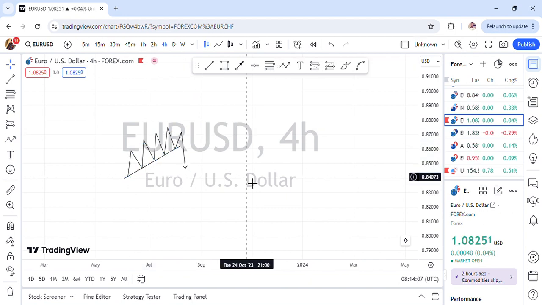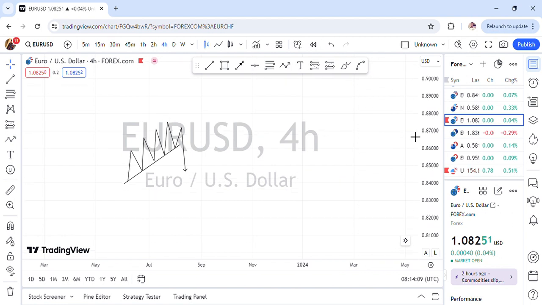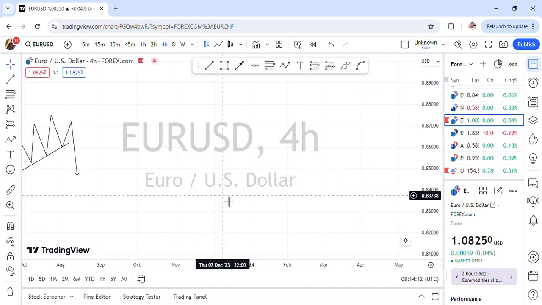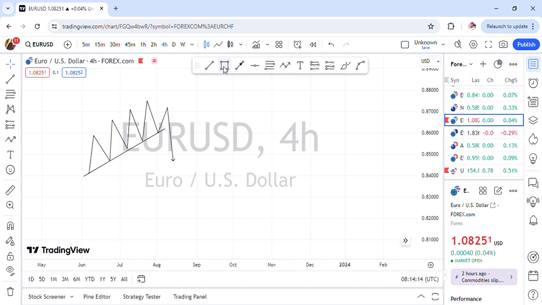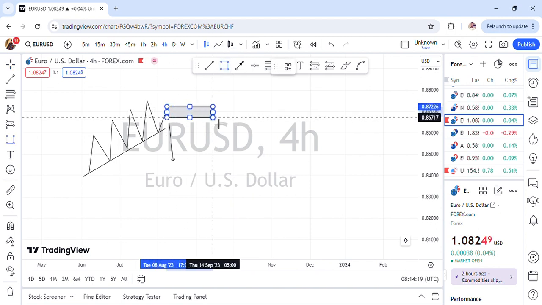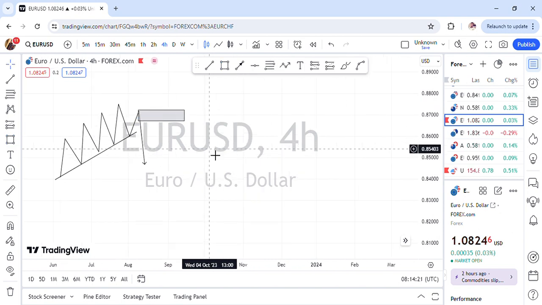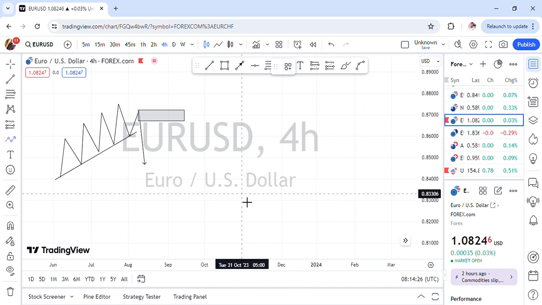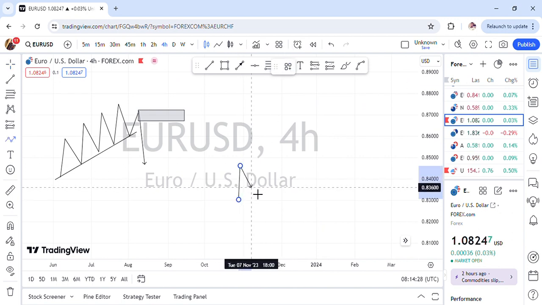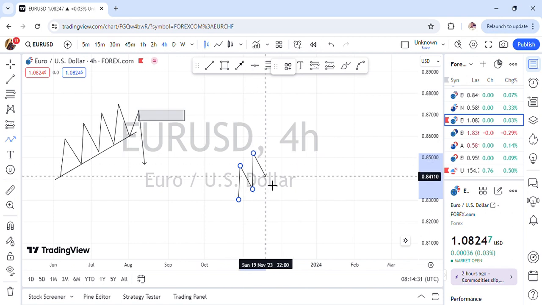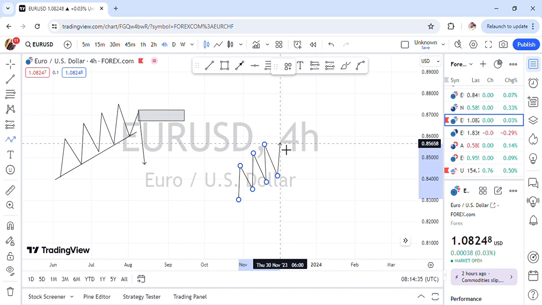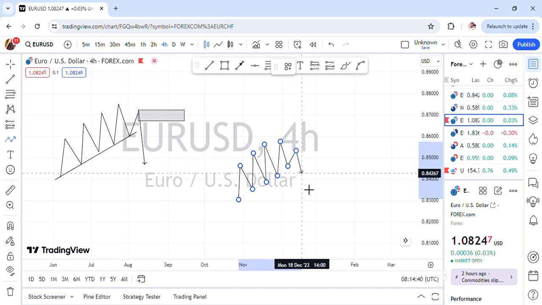Giving us an opportunity to short the market from the last supply or bearish order block that led to the breakout. This is one example using the order block that led to the breakout. This is another example. I have an uptrend, then a breakout.